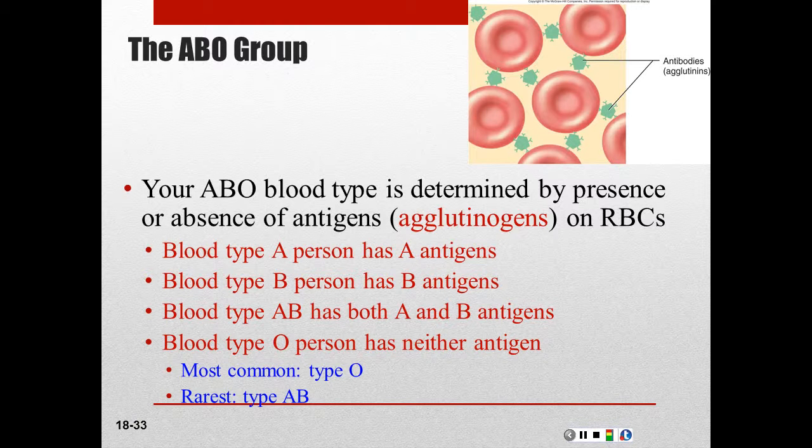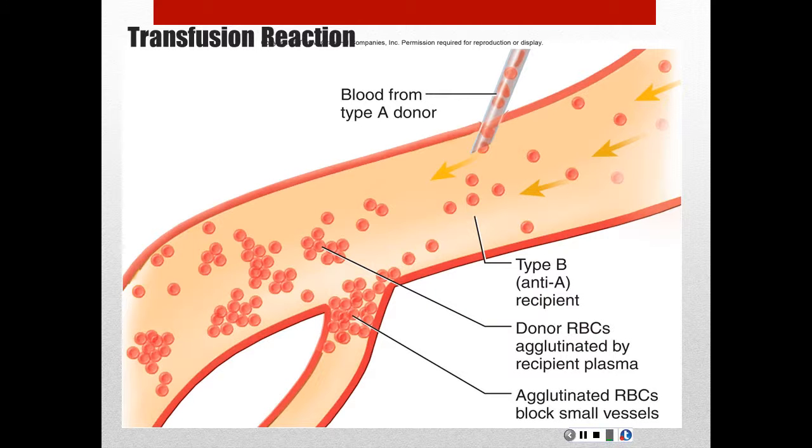The most common type is type O, and our rarest is type AB, sorry. So in this diagram, figure 18.15, entitled The Effects of Mismatched Transfusion, this is when a donor's RBCs become agglutinated in the recipient's blood plasma.